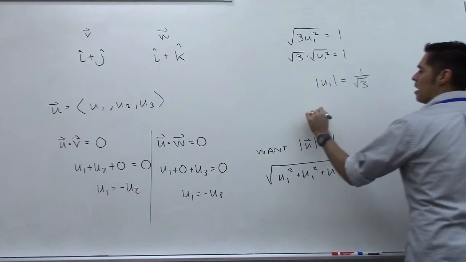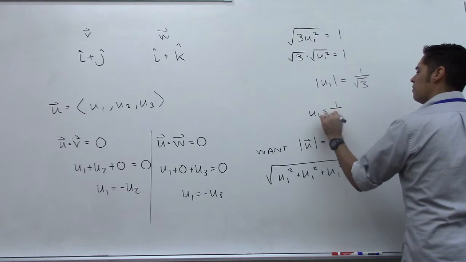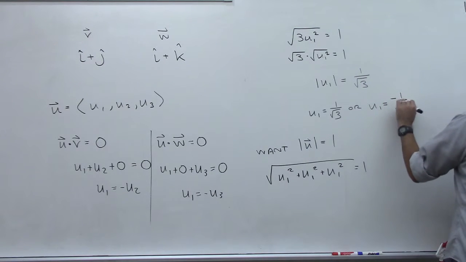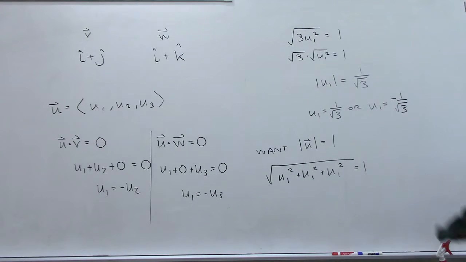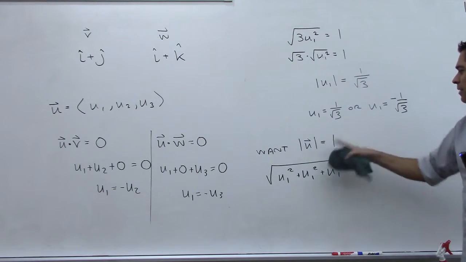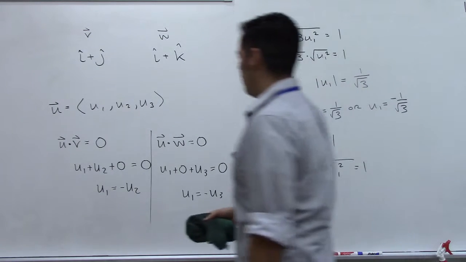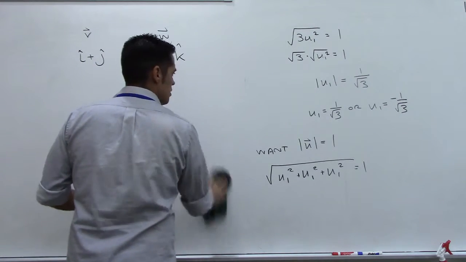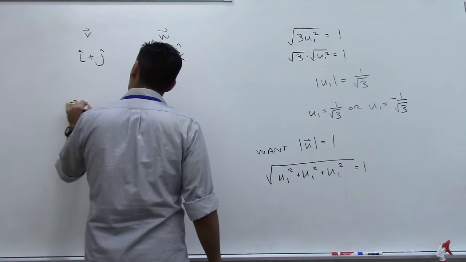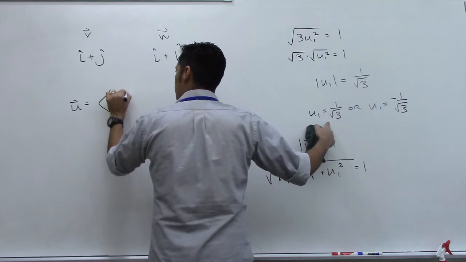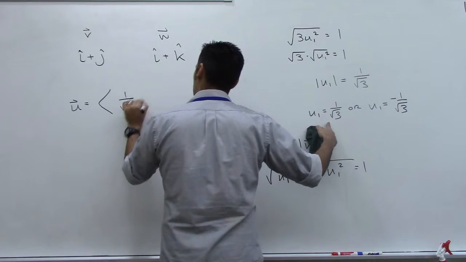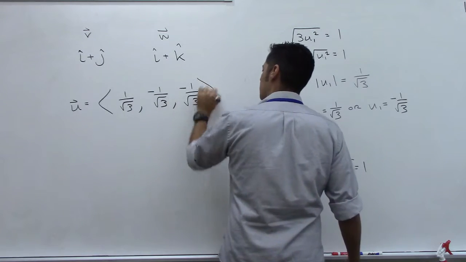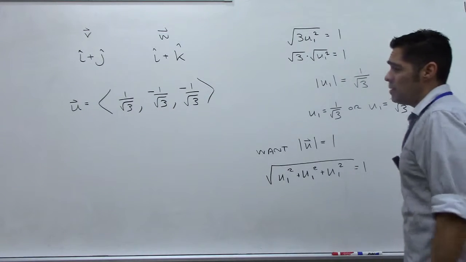So I could have u1 be equal to positive 1 over root 3, or I could have u1 be equal to negative 1 over root 3. In either case, I should get a magnitude of this vector to be 1. So I think I'm ready to write down what u should be. Let's first start off and say u is equal to, let's let u1 be 1 over root 3. And then the u2 should be the opposite of that, the negative, and the u3 should be the same as the second component. So that's one potential answer.